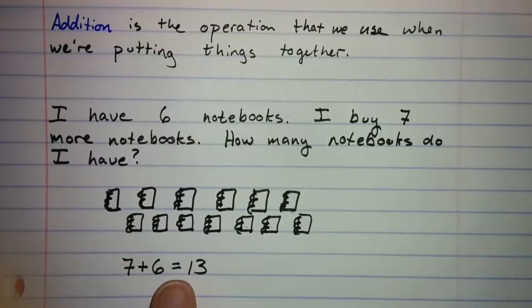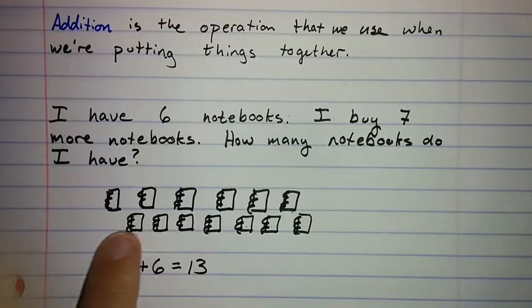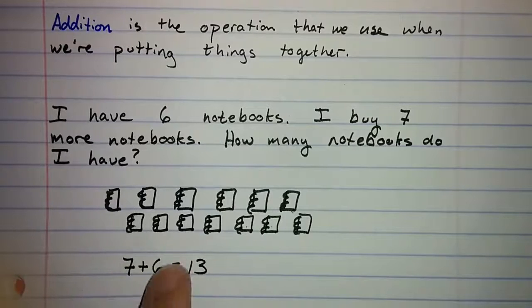Now this is an addition sentence. This means this sequence of symbols, 7 plus 6, is just a different way of describing this number 13.